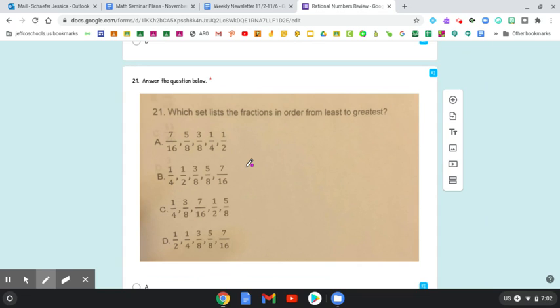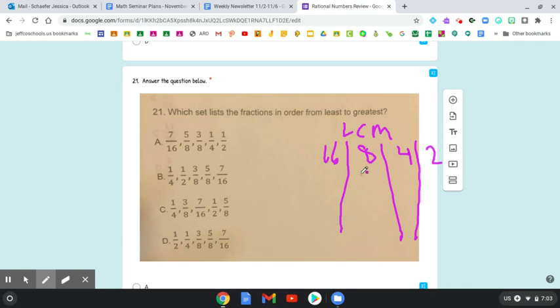Number 21, which set lists the fractions in order from least to greatest? So a couple of things you could do. You could draw them all, or you could look at their denominators and do an LCM chart for all of the denominators that you see. So like I have 16s, I have 8s, I have 4s, and I have 2s. When I do that, I'm going to do a really big LCM chart so that I can compare all of these numbers.